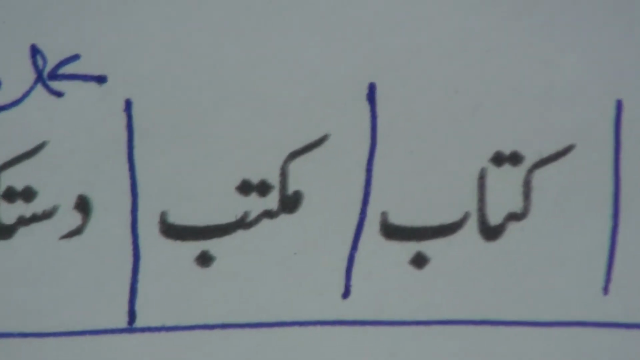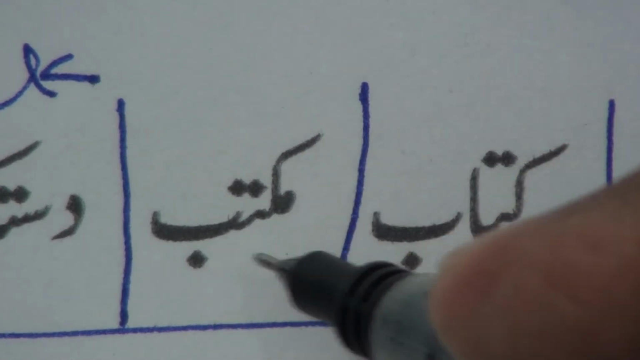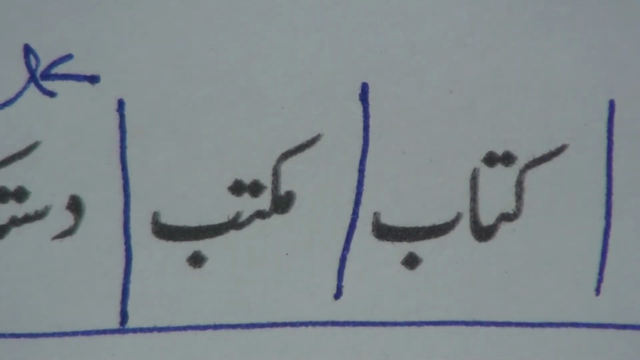Maktab. Here kaf is in the middle. Mim, kaf, te, be, maktab. Maktab means school.